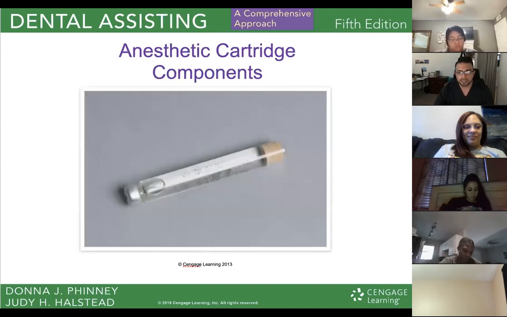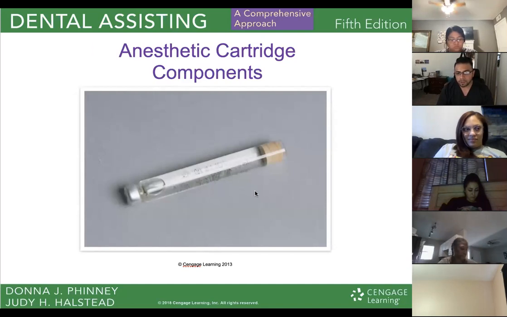Okay, so here we see an anesthetic carpule, or sometimes people call them a cartridge. The parts of this cartridge are, first of all, it's made of glass. Since it's made of glass, we have to be very careful. We don't want to ever squeeze it in our hand.